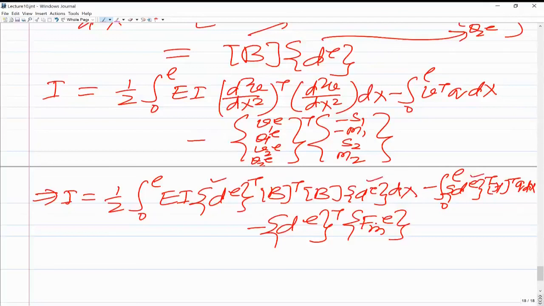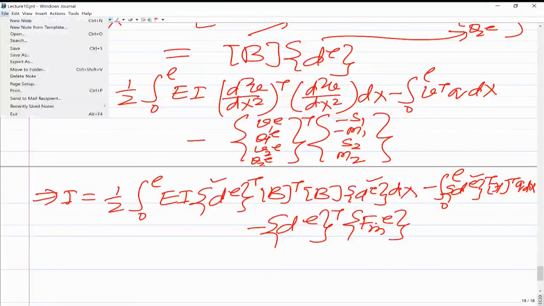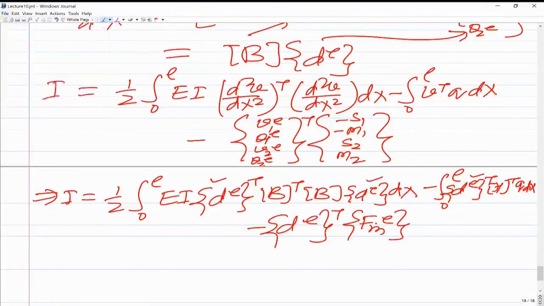So I want to stop here. We will continue in the next class, but from this point onward, try to develop the element level governing equations. If you have any questions and doubts, you can ask now.